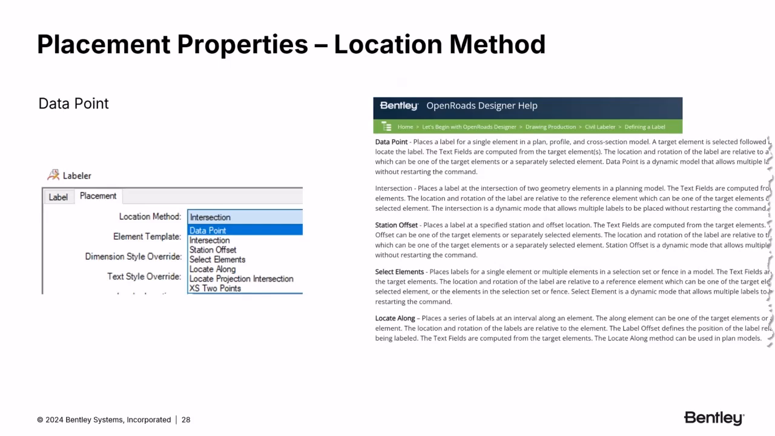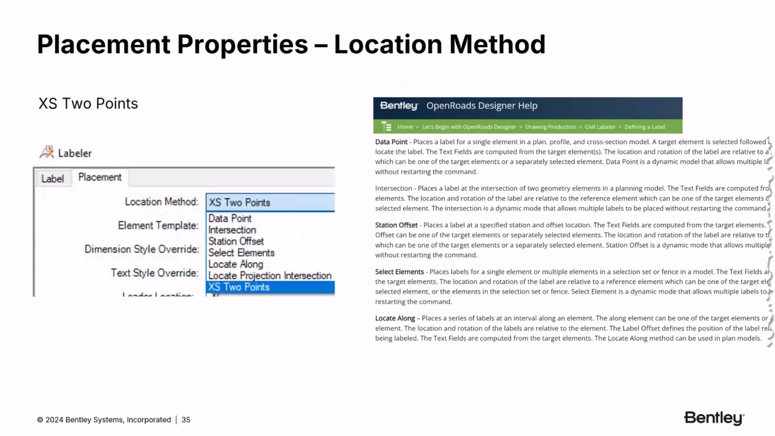Now, for the sake of time, I'm not going to walk through every single one of these options and its definitions, some of which are a little more intuitive than others. But my main point here is that within the Civil Labeler Manager, we set the location method only here, so the end user can't adjust this on the fly. That's my main point.